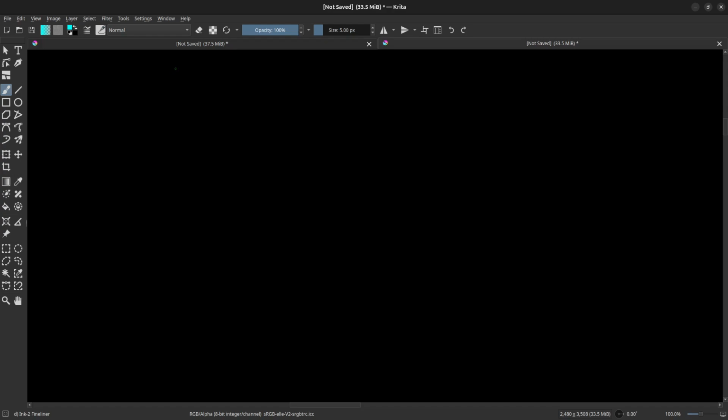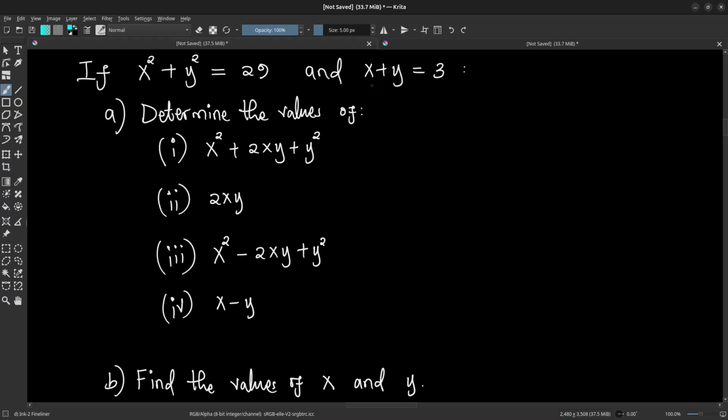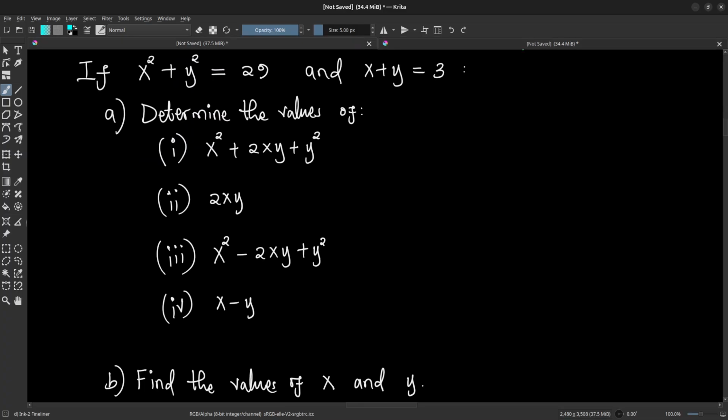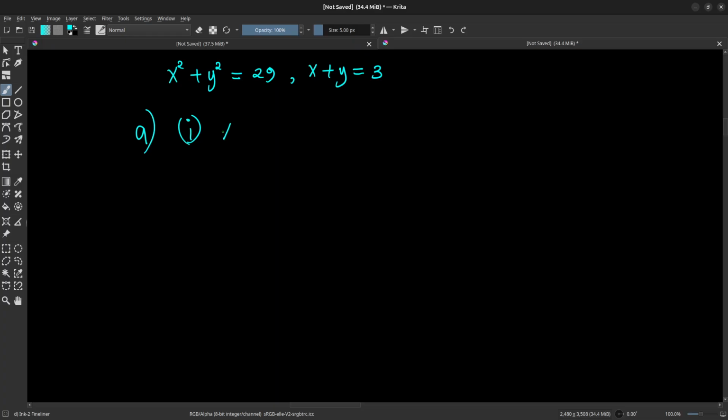So we are being told that x squared plus y squared is equal to 29. And then we're also being told x plus y is equal to 3. So part A1 reads x squared plus 2xy plus y squared.